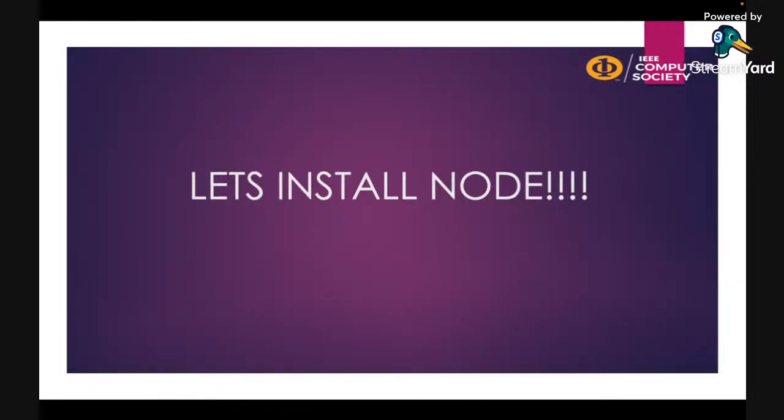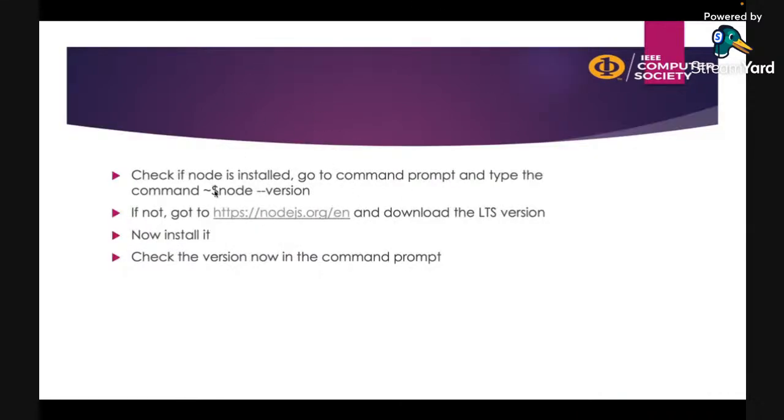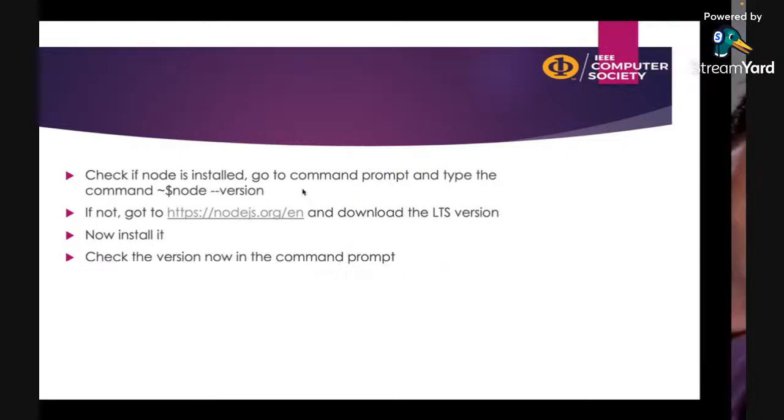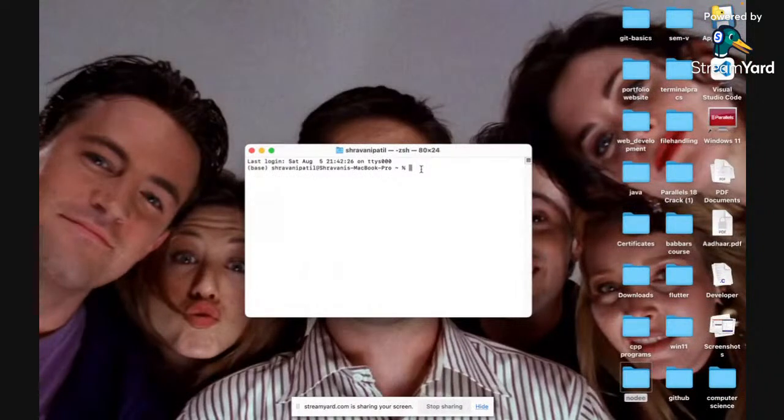Now, enough of the theoretical things. Let's get to the practical things. Let's install Node. Let's first check if Node is installed on your computer system. You can go to the command prompt or your terminal and type the command node --version. Let me just demonstrate that for you. Node --version. I have Node pre-installed on my computer system, as you can see.